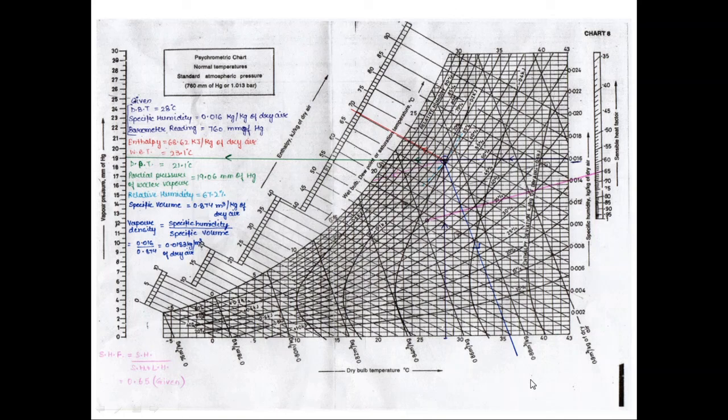So we have seen how to plot a given point on the psychrometric chart and how to find out the other properties of the moisture. You must have noticed one thing, that in order to plot any point on this chart, we need to have two properties of the moisture. After that, we can find out the other properties of the moisture.